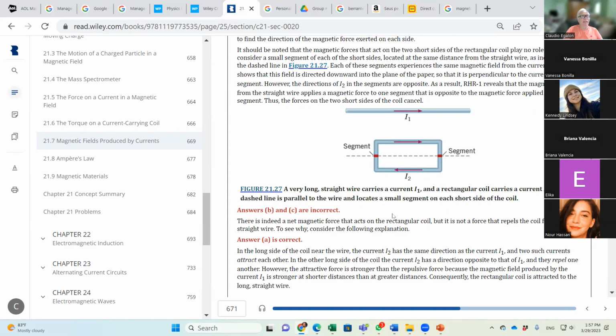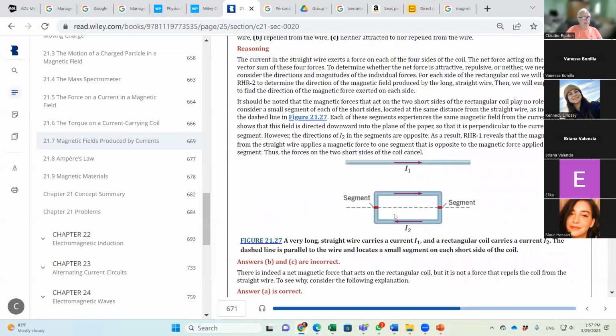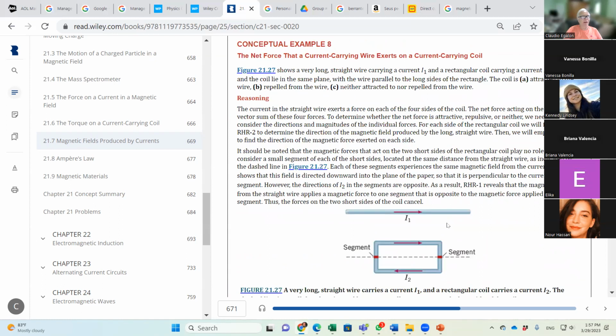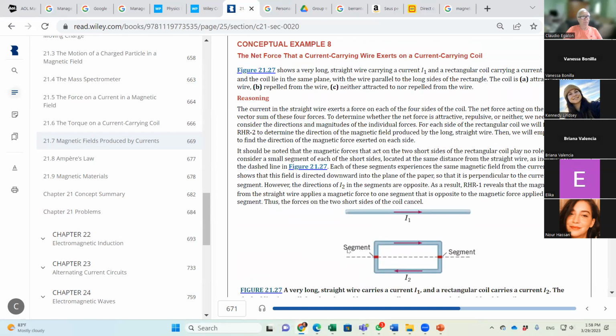But then he's asking what would be the net force. What is the answer? A, attracted to the wire. See, this is going to attract this wire, and this is going to repel. But because this pair here is closer than this one, this force here is going to be greater than this force here. Make sense? That's why the answer is A. The magnetic force in this segment is going to be zero.